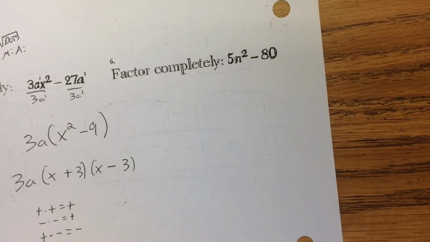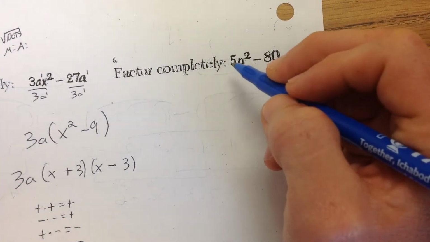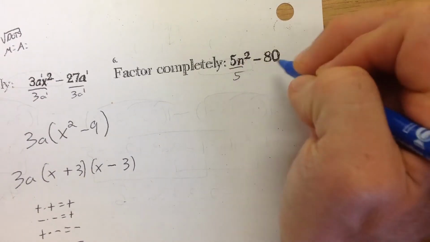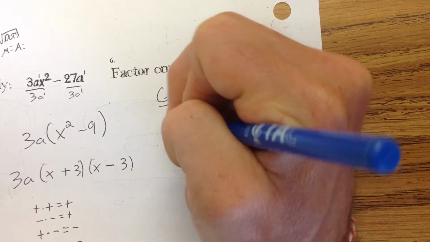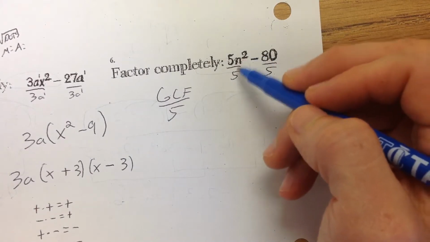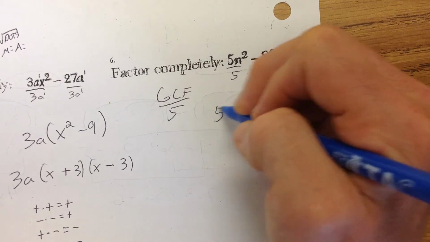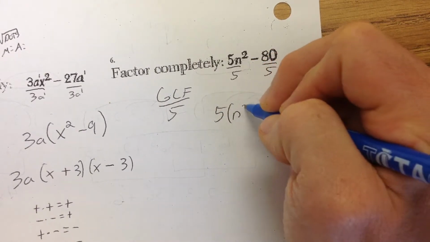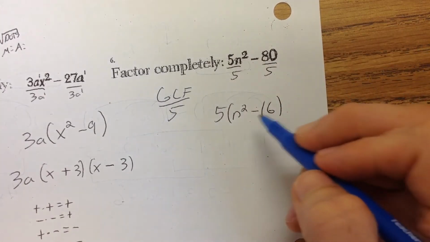All right, let's take a look at number 6 here. Factor completely. So again, we're going to start with our GCF. The GCF of 5 and 80 is going to be 5. Okay, so let me just write that over here. Our GCF is 5. On this one, we're not going to be able to take out a letter because while this one has an n, this one does not, so we're stuck just using the 5. The 5 comes out front. We get n squared minus 16.